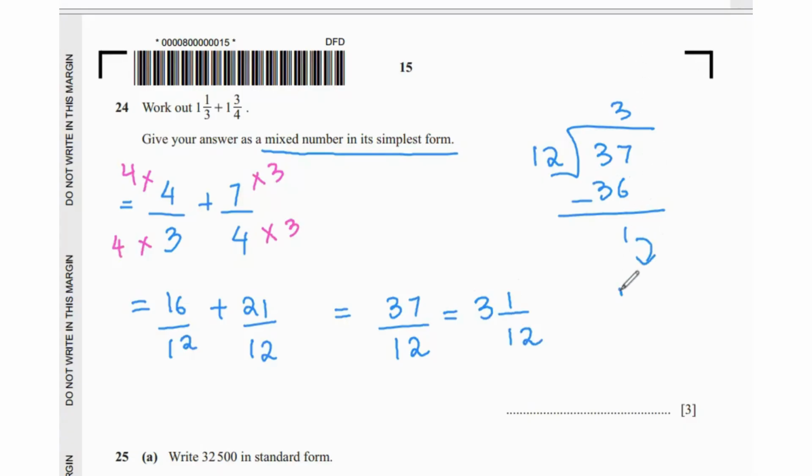This is always your numerator. This is your whole number. Denominator is the same. So that's your answer.